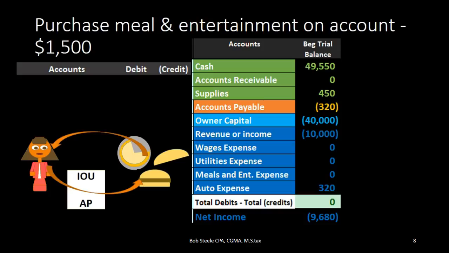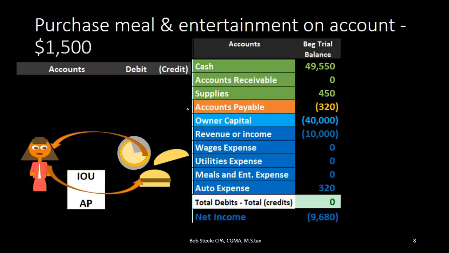Hello, in this lecture we're going to record a transaction related to the accounts payable cycle, that transaction being the purchase of meals and entertainment on account. So here's going to be our owner, we're purchasing these meals and entertainment and we're not paying cash for it. In this case, we're giving an IOU. That IOU, of course, is the accounts payable.